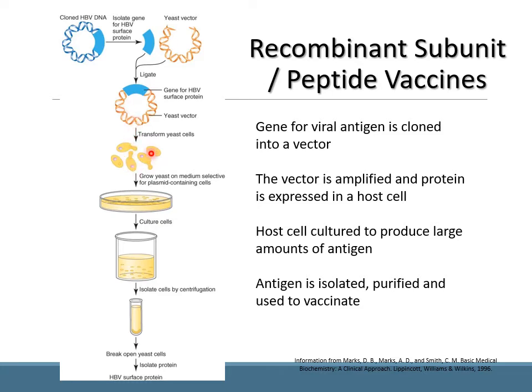These can be transformed into yeast cells, the host, and those yeast cells then can be cultured to obtain a large population of yeast, and each of those yeasts is going to be producing our HBV antigen. So we're amplifying that antigen in yeast cells. Then after that amplification process, the antigen, the peptide, can be isolated and purified and used to vaccinate.